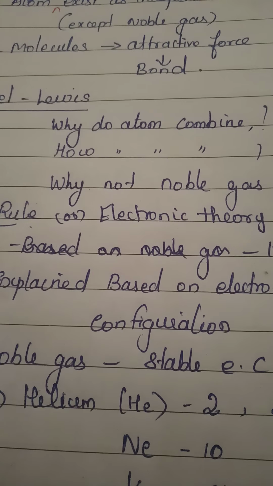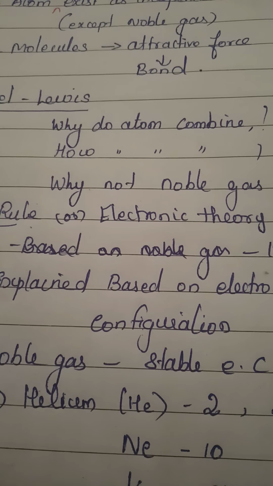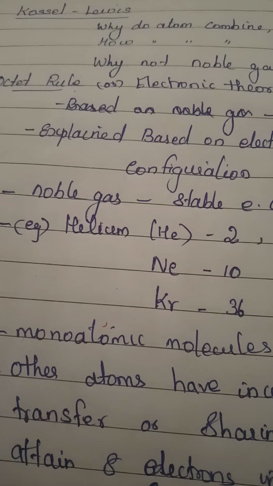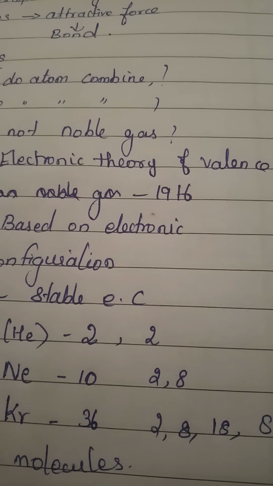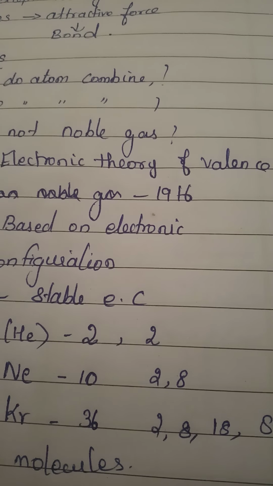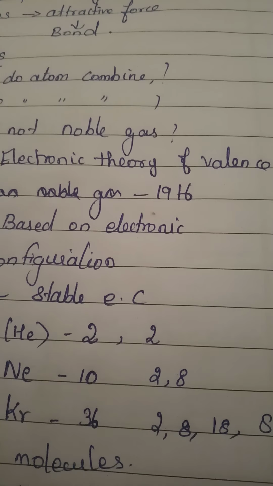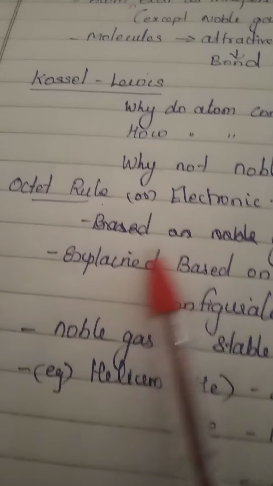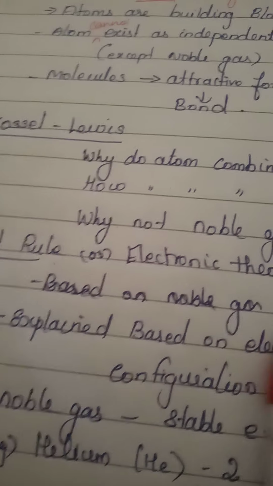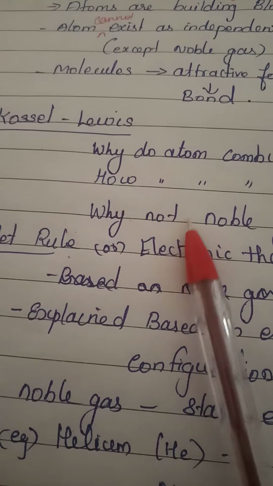Okay, today we are going to see the explanation for these questions which was given by Kozal and Lewis. He explained with the help of the electronic theory of valency. Okay, on what basis he explained these 3 questions? The electronic theory of valency, or you can call that the octet rule. So Kozal and Lewis, the scientists, in 1916 started to explain the reason for these 3 questions.